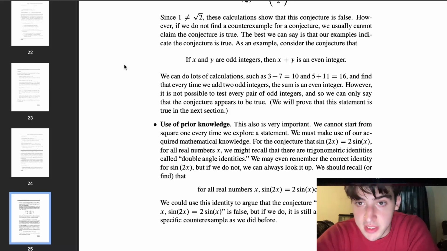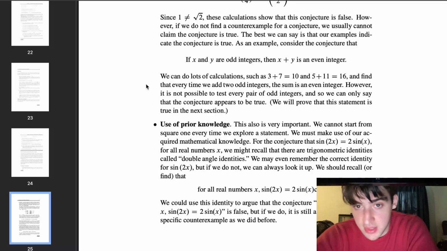However, if we do not find a counterexample for a conjecture, we usually cannot claim the conjecture is true. The best we can say is that our examples indicate the conjecture is true. As an example, consider the conjecture that if x and y are odd integers, then x plus y is an even integer. We can do lots of calculations, and this is usually considered true. Odd numbers usually add up to even.